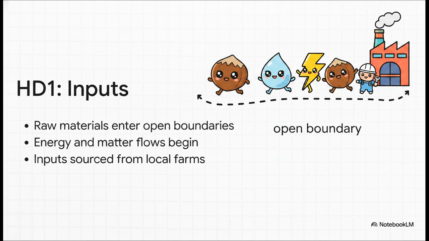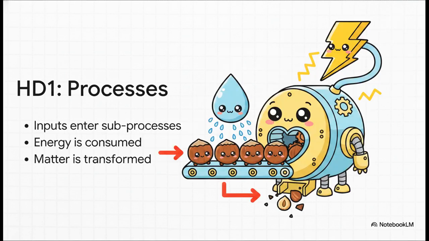But it's not just the nuts. A good map meticulously captures the water, the electricity, and even the human labor entering the system at that exact point in time. Once inside, those raw inputs enter the actual sub-processes of production. Think about the shelling plant. Energy is consumed and matter is completely transformed. Heavy machinery uses electricity to crack those hard shells, while fresh water is probably being used for washing and sorting.